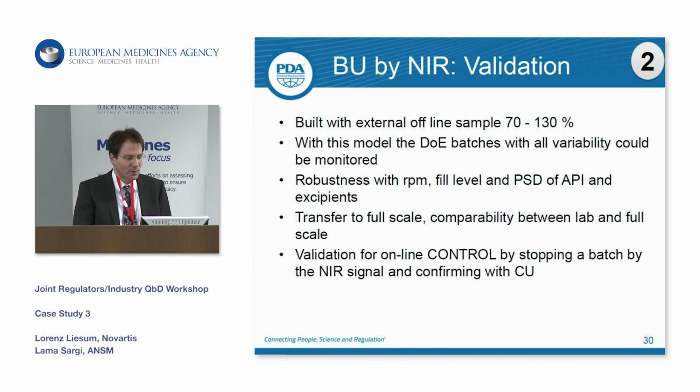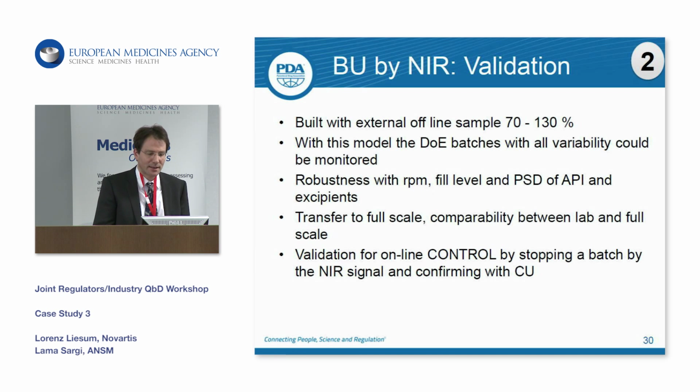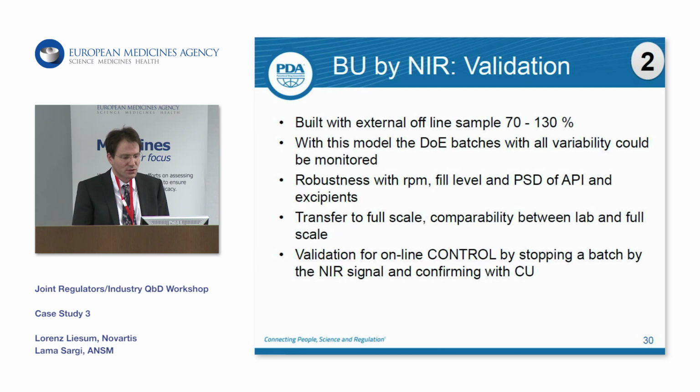Then after the validation, we had to transfer the method which was developed at lab scale to full scale and to prove comparability between the different scales and that the method still is sufficient from a predictive performance point of view. And then at the very last stage, we also qualified and validated the process control. That means we stopped a batch depending on the already mentioned criteria from the NIR, and then had a look at whether the batch is meeting the blend uniformity requirements. The tricky thing hereby is what you are taking as a reference.